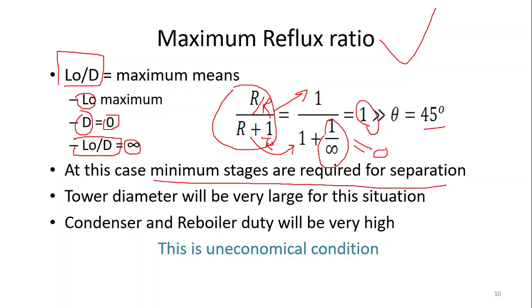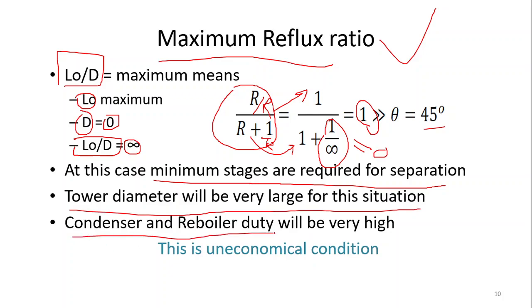But what happens at this condition? Because it is the maximum reflux, more and more material is coming inside the column. Maximum reflux means the tower diameter will be very large. And obviously the condenser and reboiler duty will be very high. If the tower diameter is large, the amount will be very high, so this amount will be vaporized by the reboiler. So obviously the reboiler has much more load.